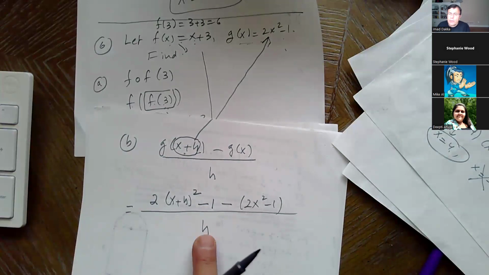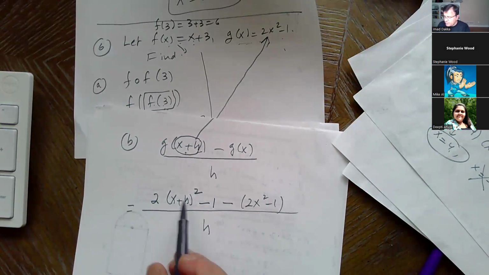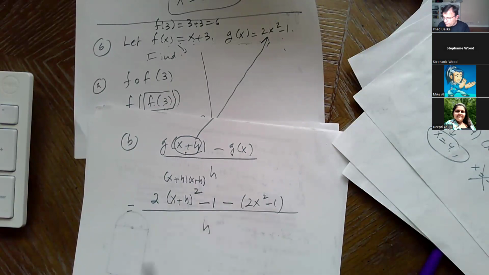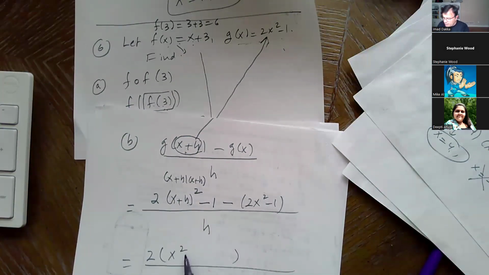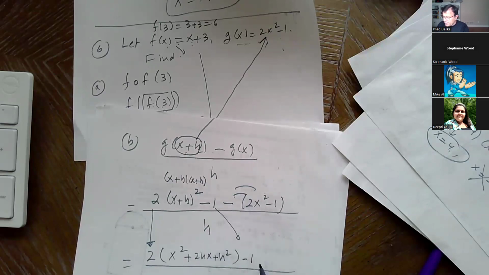We're not done until we have canceled out the h at the bottom. Keep that in mind, okay? So we have some work to do. We're gonna square x plus h, which is x plus h times x plus h. If you FOIL x plus h times x plus h, it's what? X squared plus 2hx plus h squared. And I brought the 2 down, and then bring everything else down. Minus 1, distribute the negative.